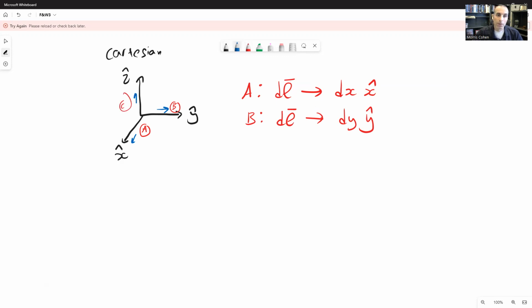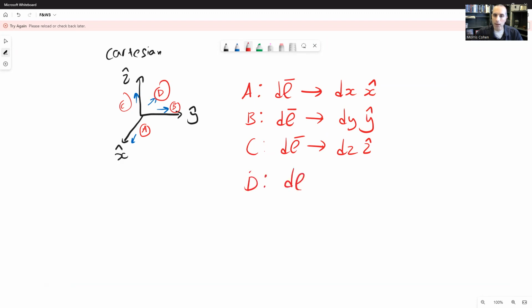You can probably immediately see that this dl will be substituted with dz in the z direction. All right, but what about, for example, if we have a line that is oriented this way, at a 45-degree angle between the z and the y-axis? Let's call that d. What would we substitute in that case for our dl vector?